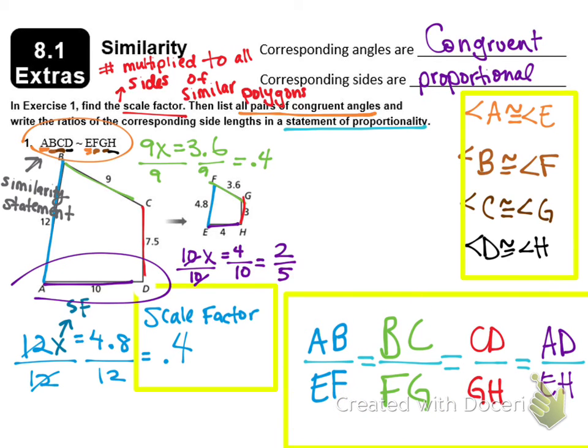Okay? Here's what I want you to highlight. Corresponding angles are congruent. Corresponding sides are proportional.